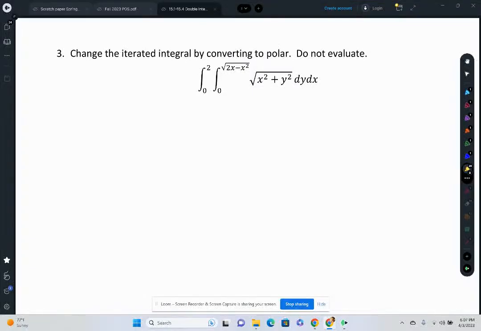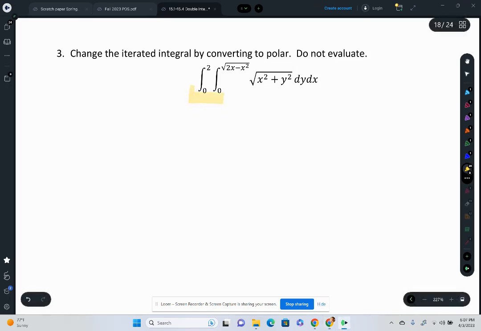Hello. I just want to finish up the last two examples from 15.3 polar coordinates. So in this example, we're asked to change the iterated integral by converting to polar and then do not evaluate. I'm going to go ahead and evaluate because we want to also see how that's done, and in a video we have the time. So first I want to talk about the converting to polar because it might not be what you think it is.